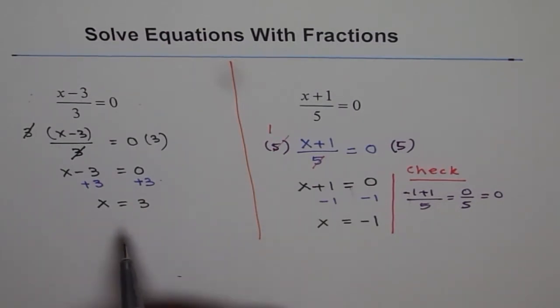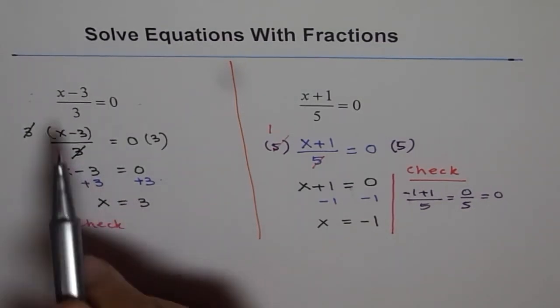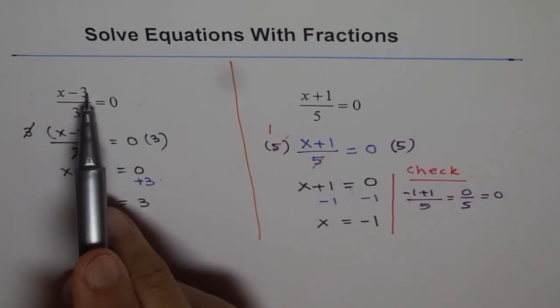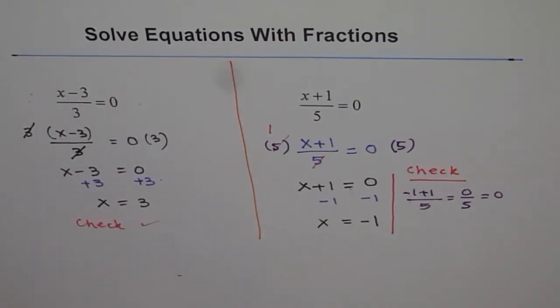Now we can check our answer. To check, what will you do? Substitute 3 here. 3 minus 3 is 0. 0 divided by anything is 0. So you checked it. It's perfectly fine. So that's how you do these simple equations which are kind of fractions.